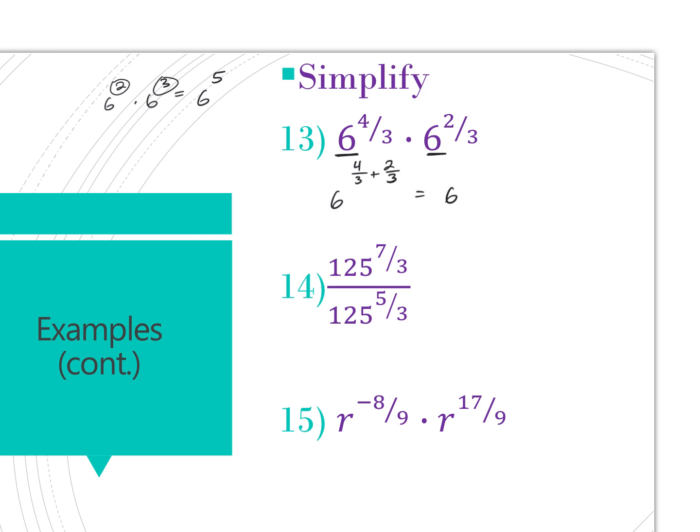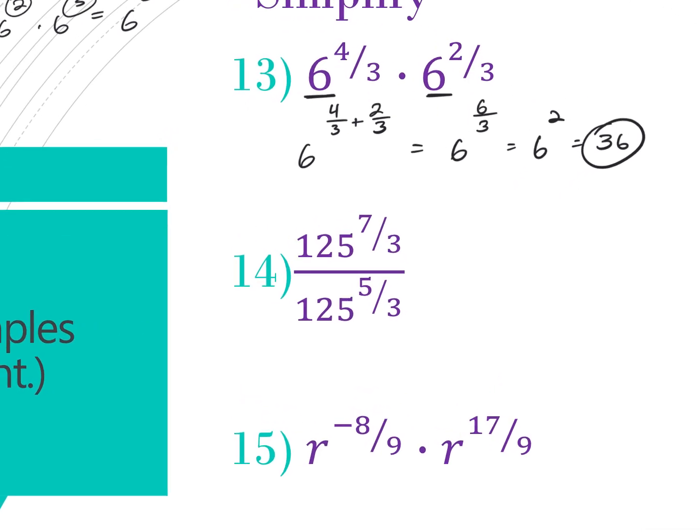And when I do the math, that becomes 6 to the 6/3 power, and 6 over 3 simplifies to 2. So it ends up being 6 squared, or 36. So you're going to add those fractions, those rational exponents, just like you would do if they were integers.